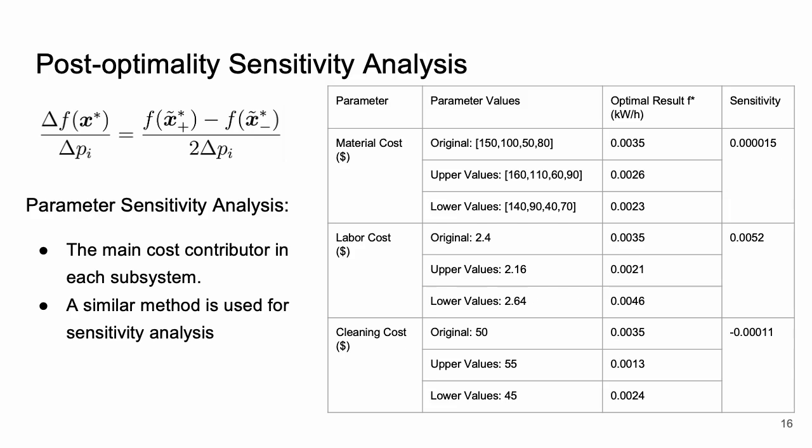And the optimization result is also shown here in the table. And the sensitivity for each parameter is also shown on the right. We use the equation on the left here to compute the results. So based on the results we have here, it seems that the labor cost is the most sensitive to our system optimization. The sensitivity of it is 0.0052.